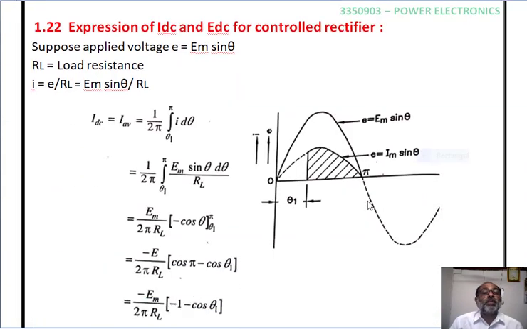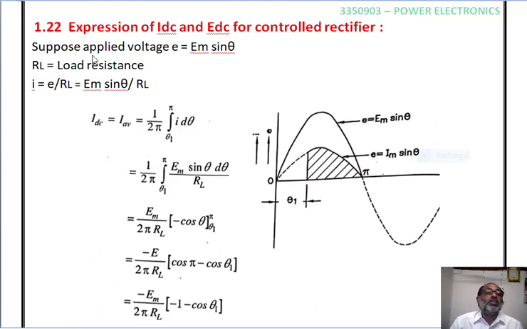Now next, expression for IDC and EDC for the controlled rectifier. So already we have seen IDC and EDC for the three-phase half-wave and full-wave rectifier. But here we can find out, or we can prove, the equation for IDC and EDC for the controlled rectifier. Now as shown in this figure, when the firing angle θ1 is applied to the gate of the SCR, it will turn on and current starts to flow in the load circuit.